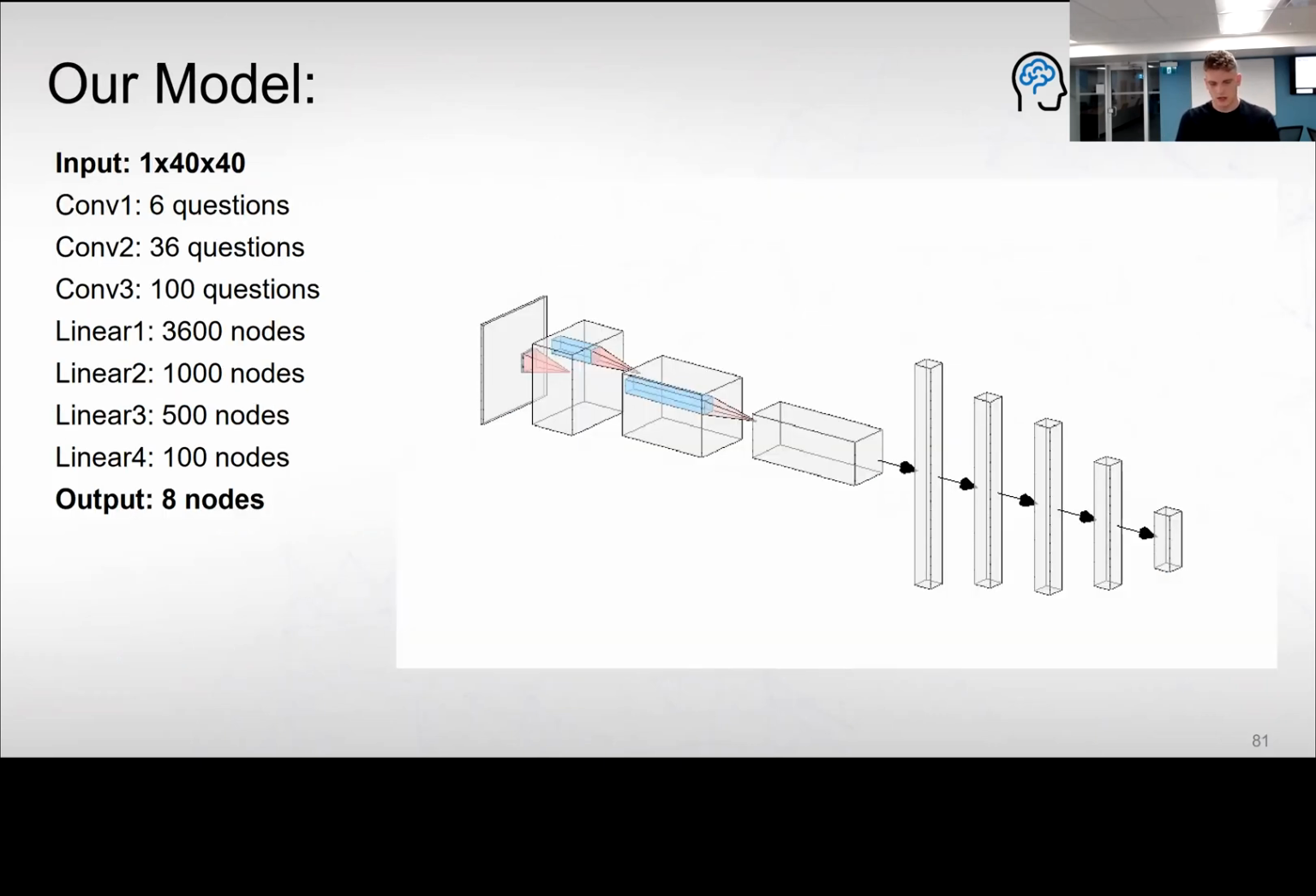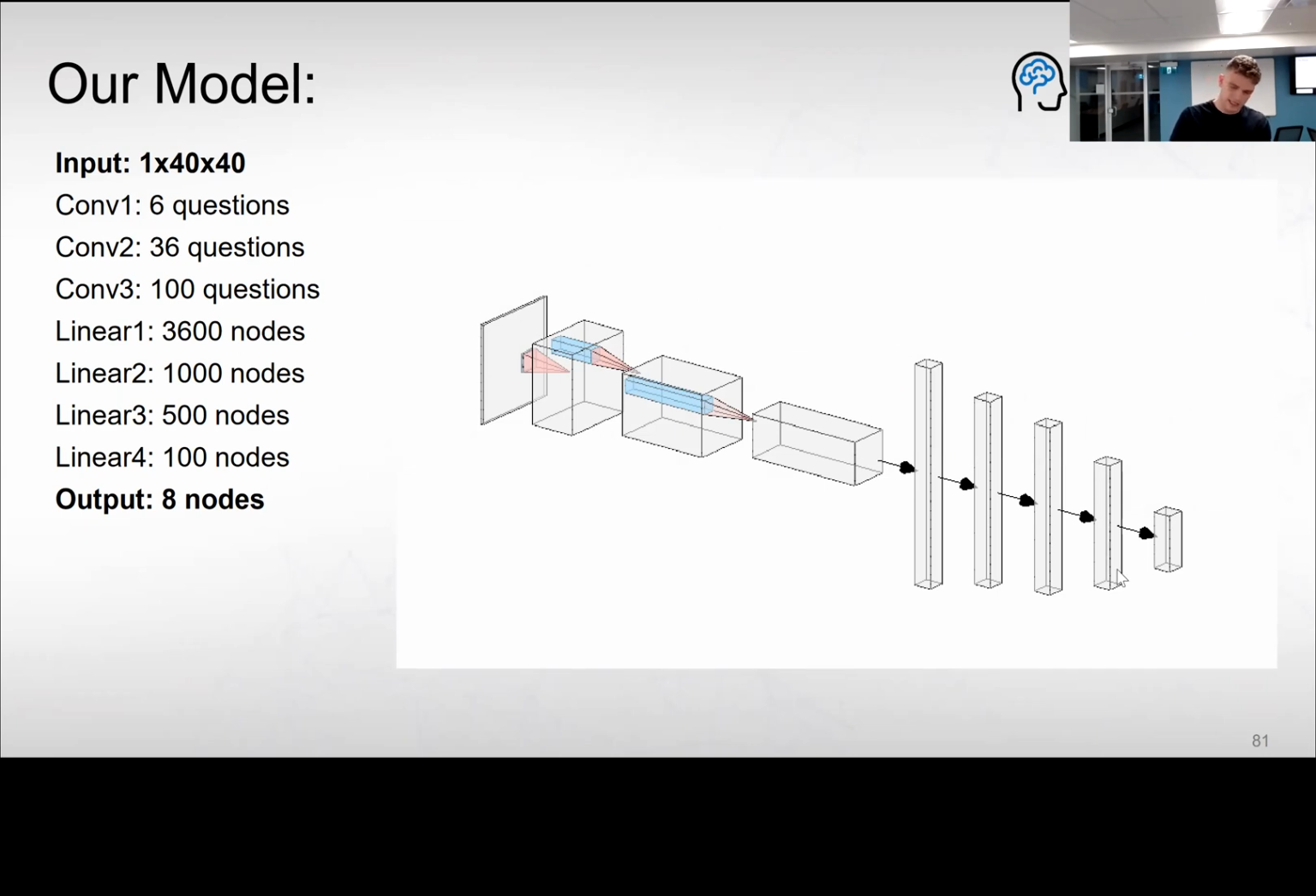So here's our model. What we're going to do is take an input image of 1x40x40. Remember why: we have 1 black and white channel, 40 pixels high, 40 pixels wide. And we're going to have 3 convolutional layers. We're going to start with 6 questions, then 36 questions. And at the very end, we're going to have 100 different questions.